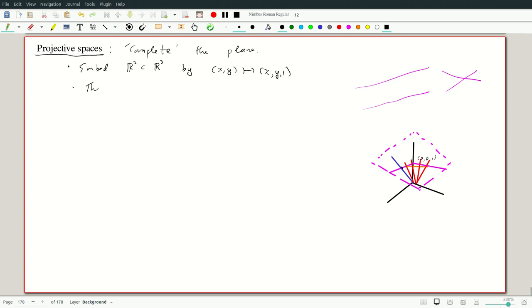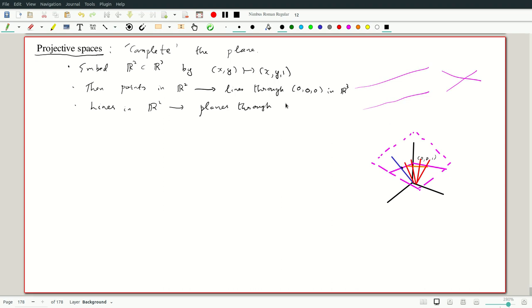Okay, then points in R2, I won't quite say correspond to, they give lines through the origin (0, 0, 0) in R3, and lines in R2 give you planes through the origin, again in R3. What about the converse?